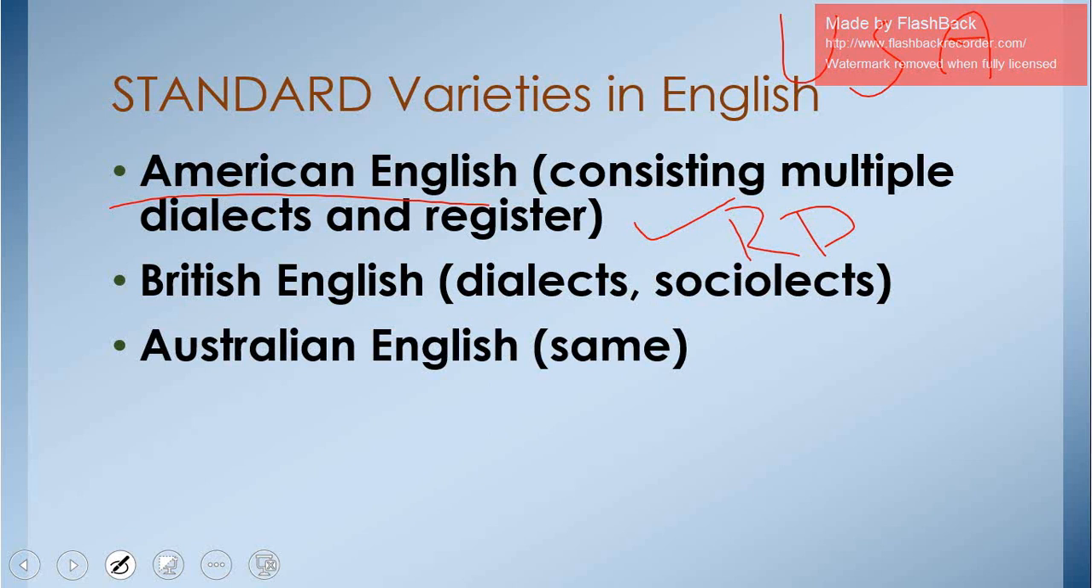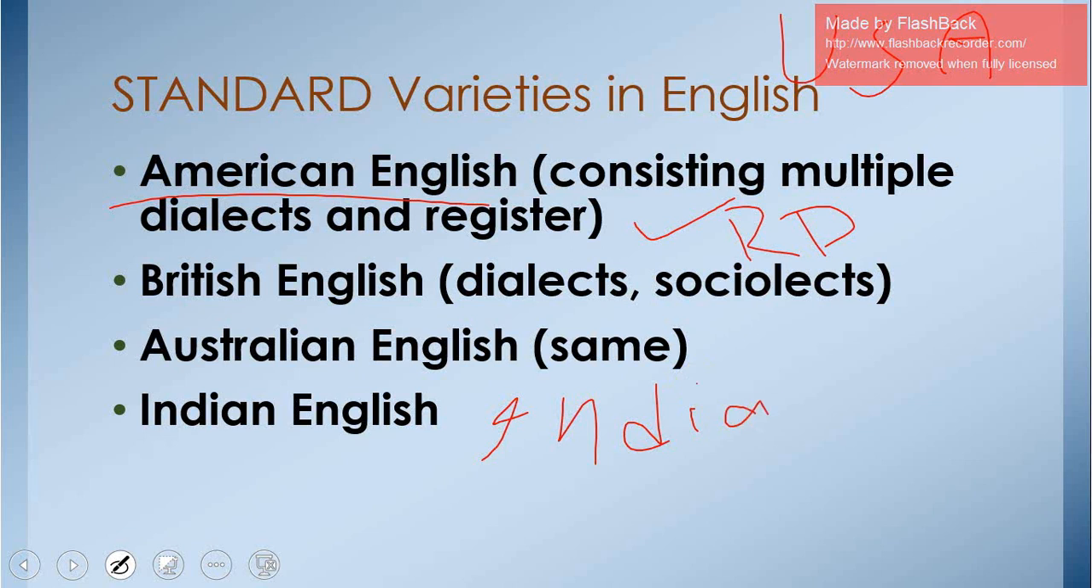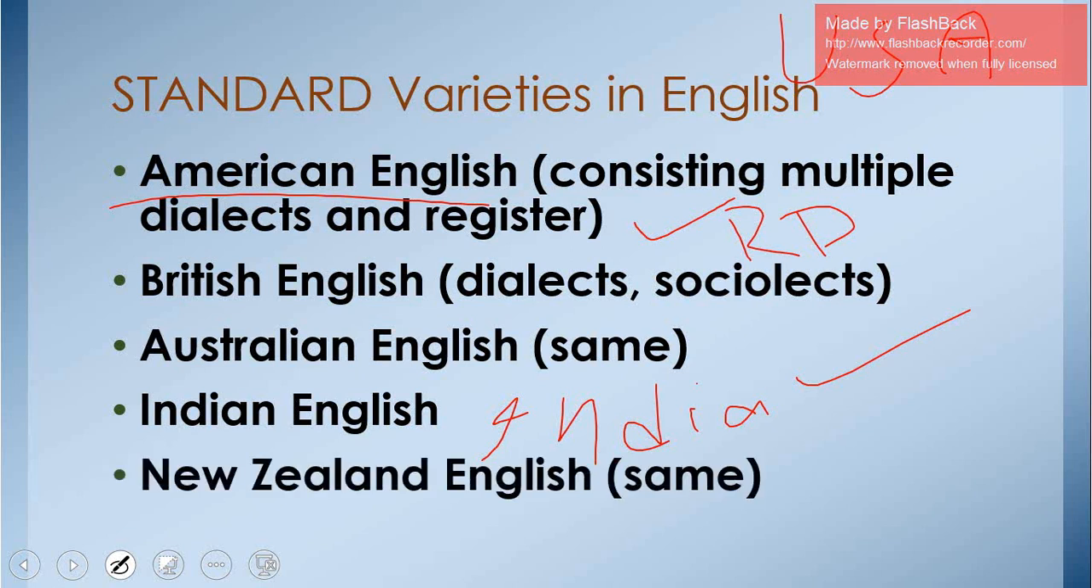Next we have Australian English, the same concept, taken by the government. Indian English is the variety spoken in India. They consider themselves as having a distinguished variety in their country, and they're working very hard to get it recognized by native speakers of English, because India is an outer circle country, where English is not a native language, so they are trying their best to get recognized by native speakers.